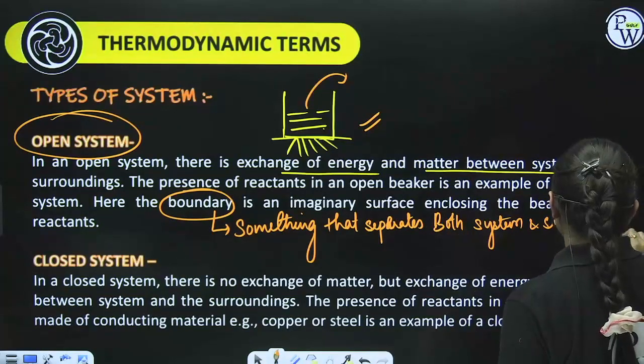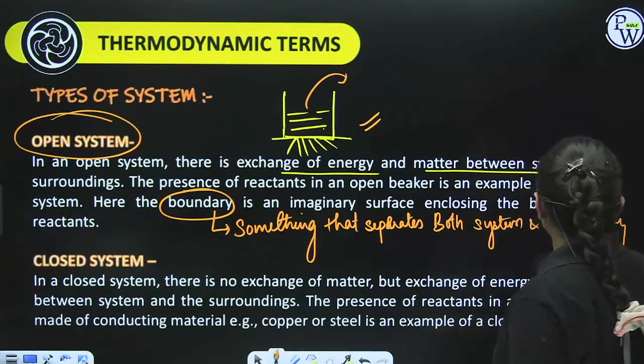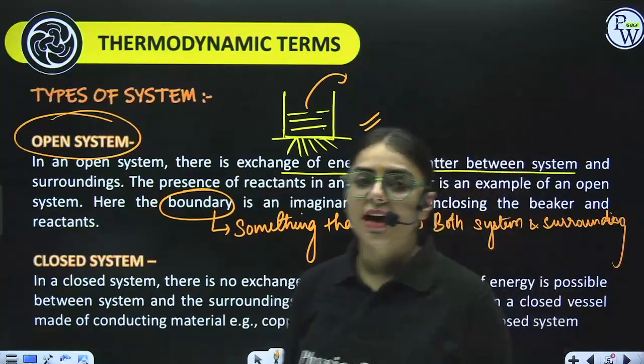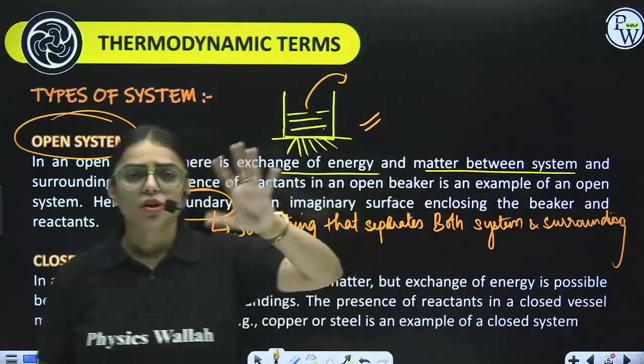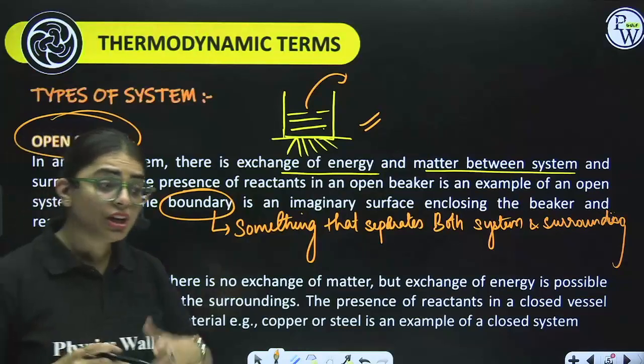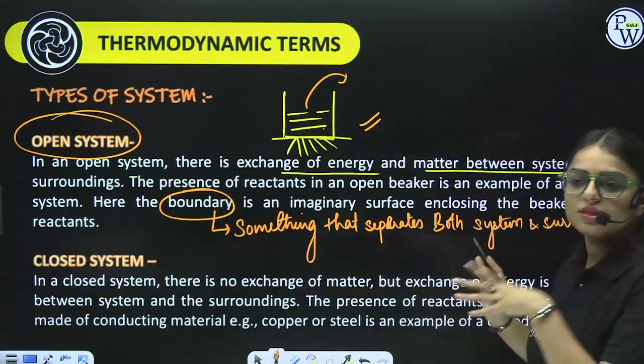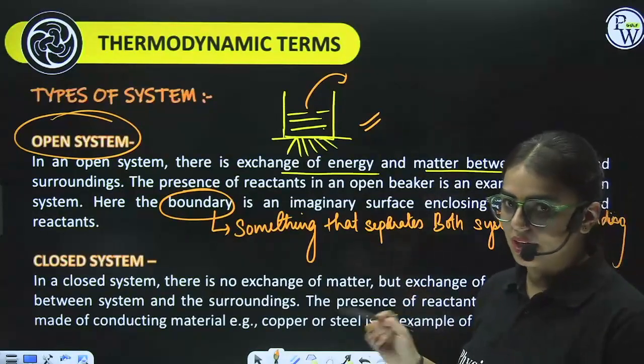That separates both system and surrounding. So when both system and surrounding are being separated by a thin line or a plane, that is what is a boundary. Now there are various types of boundaries also. First of all, let me explain what the types of system are, then I will let you know what the types of boundary are, right?